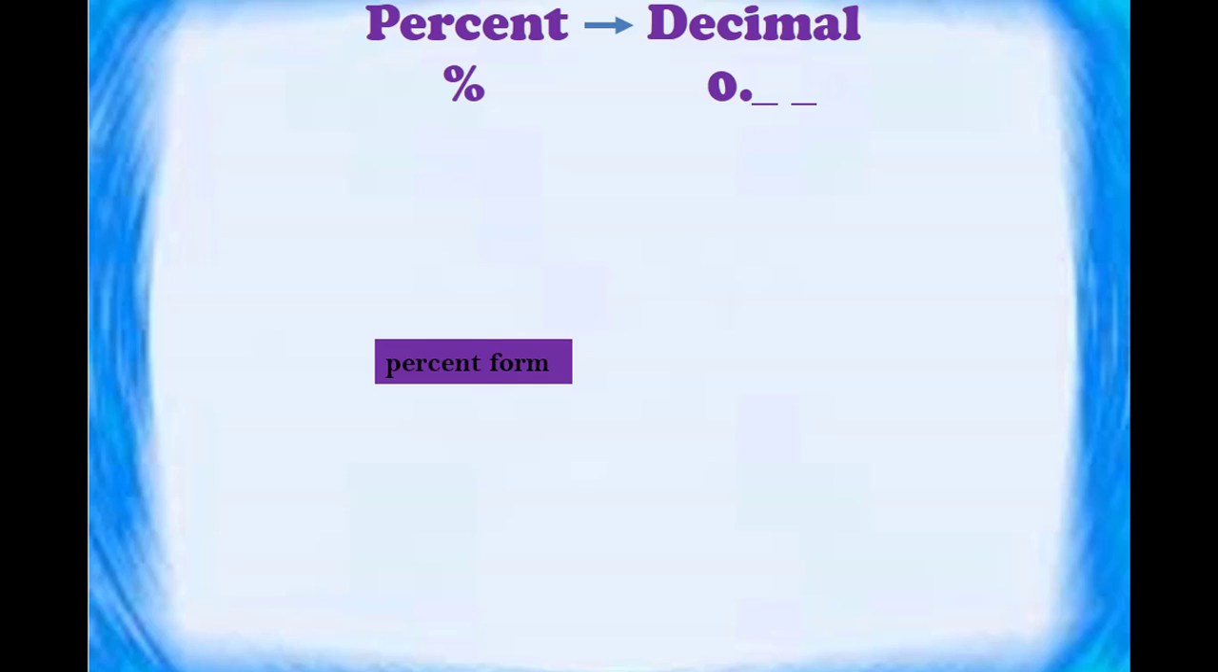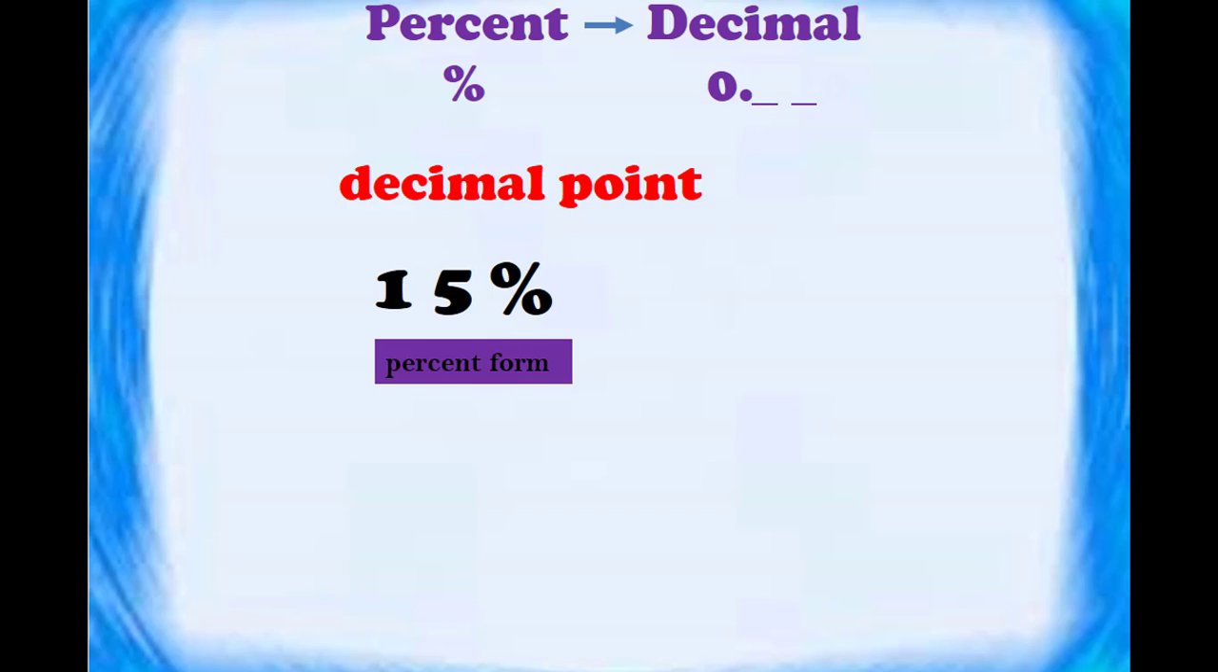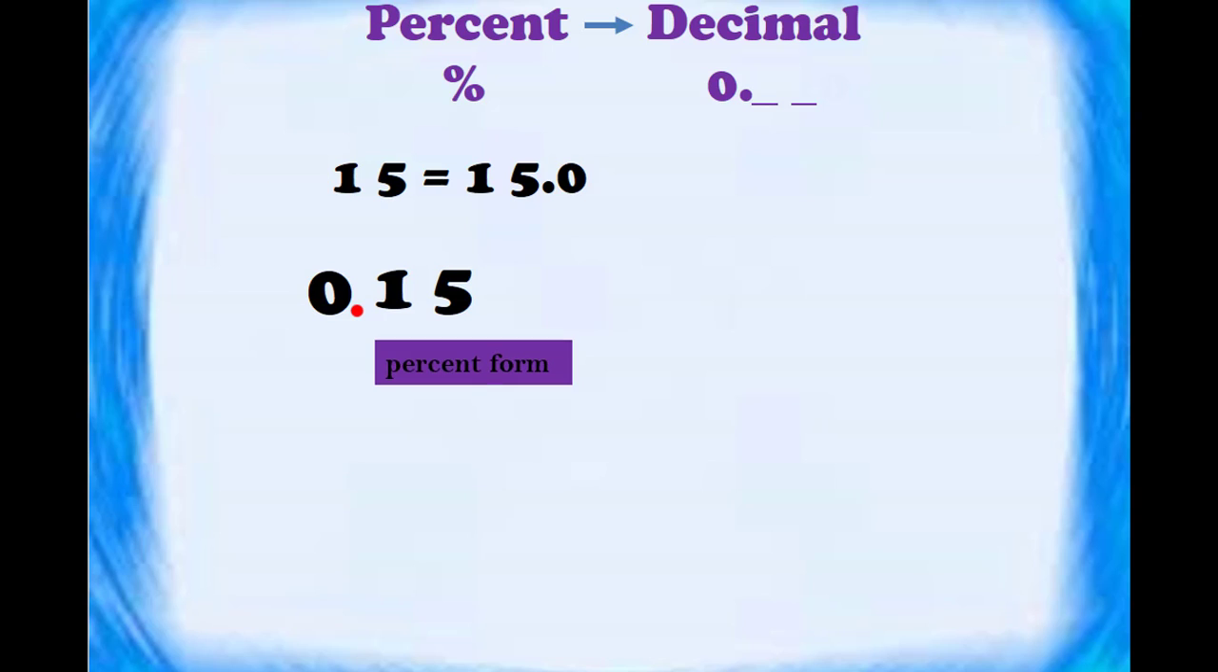We have a percent form which is 15% here, and as you can see there isn't a decimal point. It is not shown in this number, but if we could see, it would be right next to the one place, because 15 and 15.0, they are the same, so we can put the decimal point there. Then we just move the decimal point two number places to the left away from the percent symbol, and we put a 0 there as a placeholder. Now we get our decimal form.